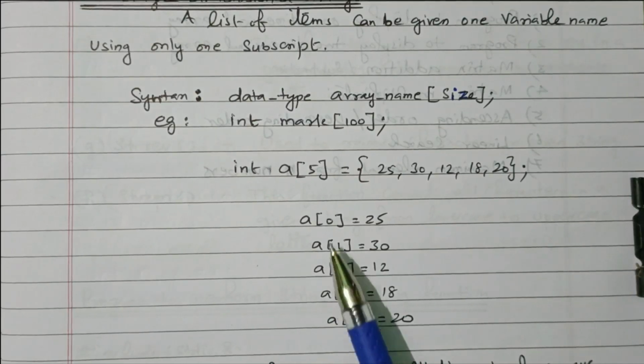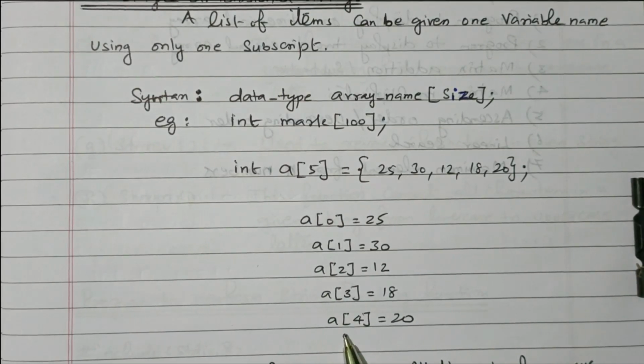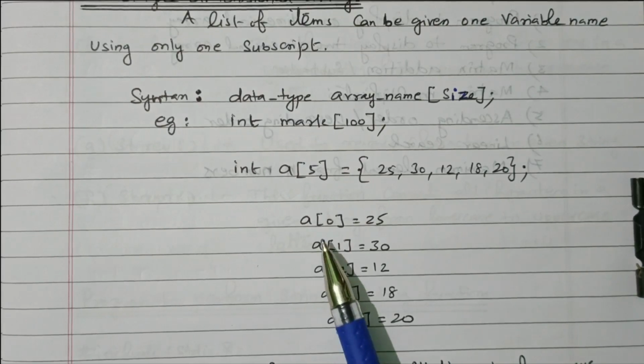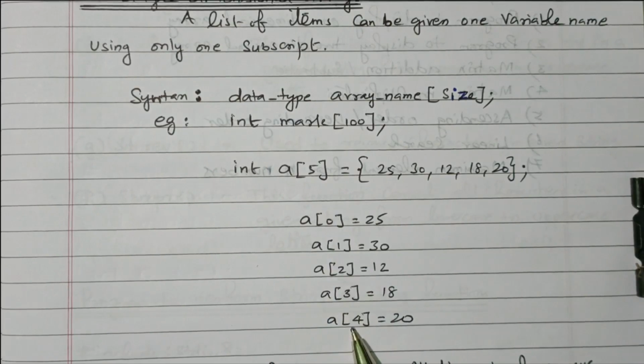So by using the indices we can have different names for the different locations in the given array, and you can easily access them. If you want to access the third element, we can use a[2]. A single dimensional array means only one subscript. We can have n number of elements that are differentiated by the array indices.